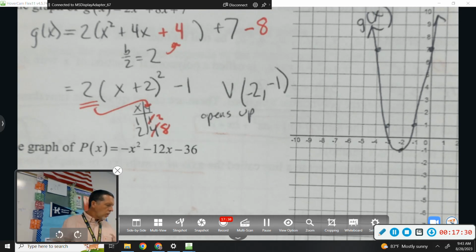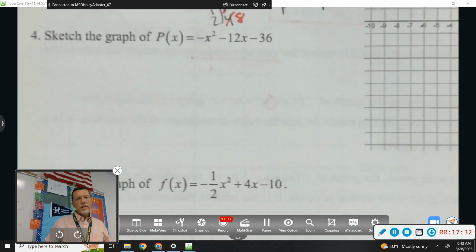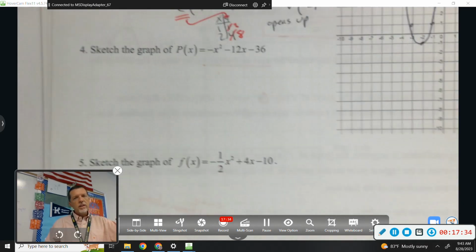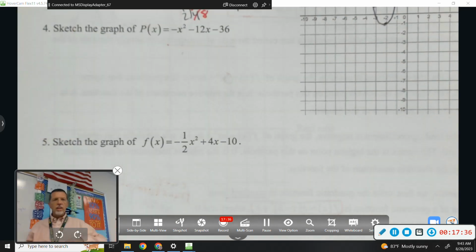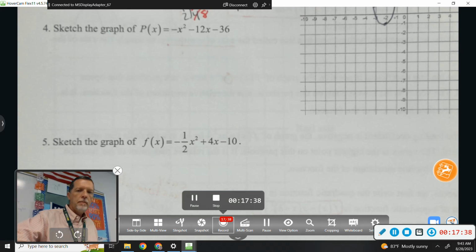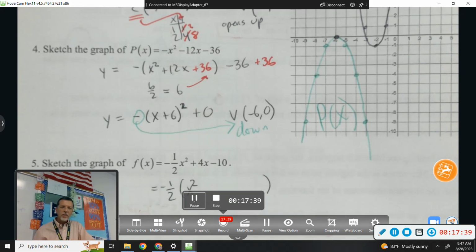Why don't you try number 4? It's got a negative on there, but it doesn't have any stretching or anything. So you try number 4. So there's the graph of number 4. Pointed down, vertex negative 6, 0.